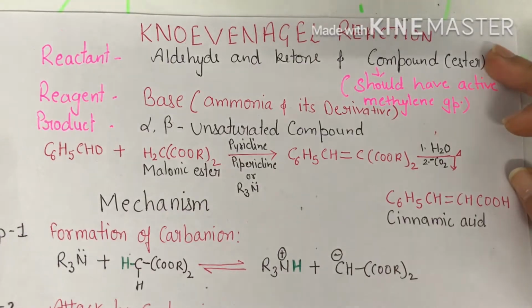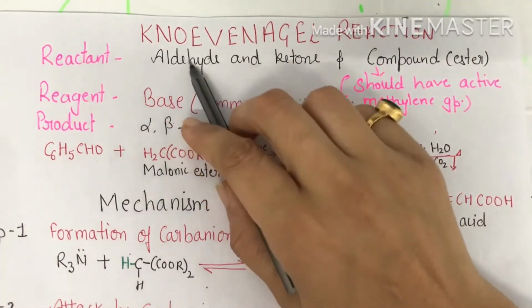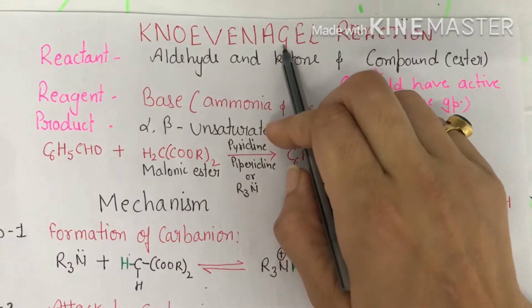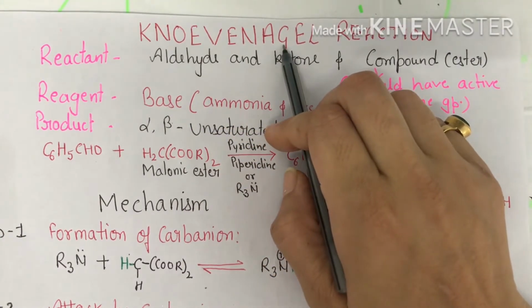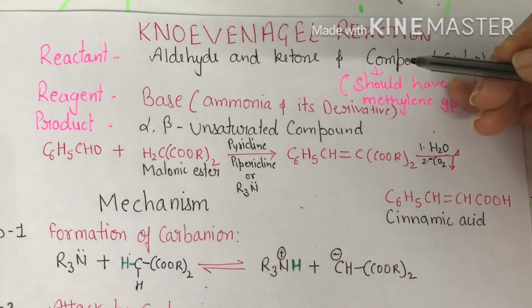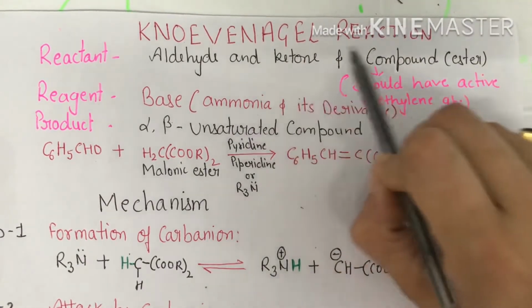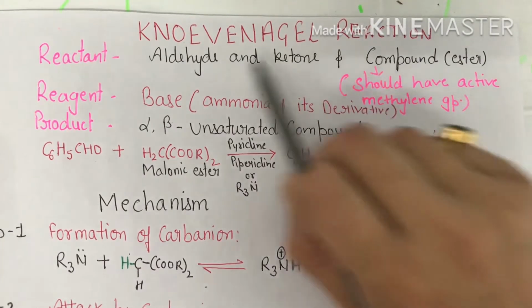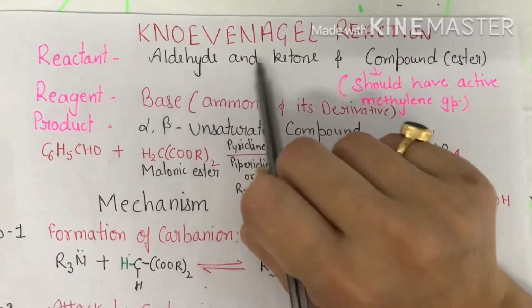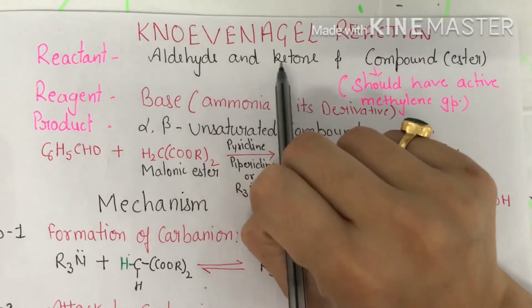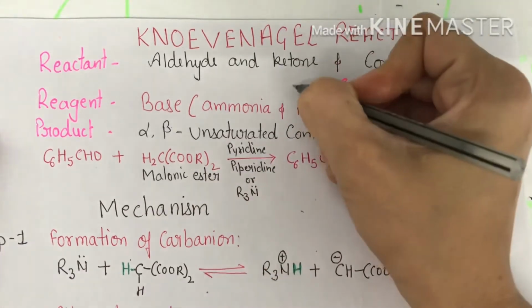In this lecture, we will discuss the Knoevenagel reaction. Knoevenagel reaction is a condensation reaction. Condensation reaction means removal of some compounds when two reactants are combined with each other. What are the reactants? Reactants are aldehyde and ketone, as you know. CHO and CO groups attached to alkyl groups, right?